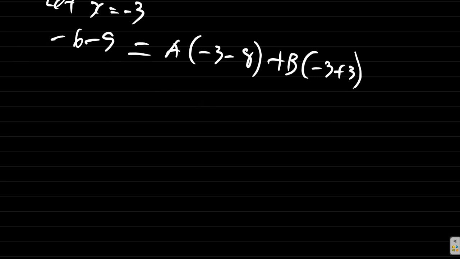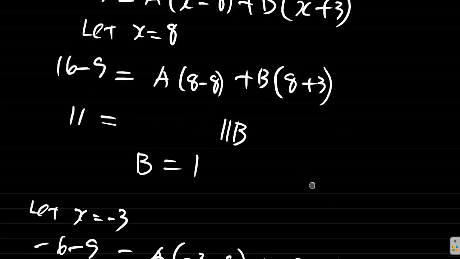Negative 6 minus 5 is negative 11, equals negative 3 minus 8, which is negative 11 a, plus 0. So a, in this case, would also be equal to 1 when we divide. So a is 1 and b is 1.